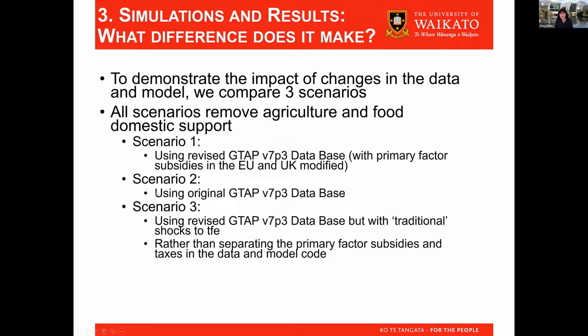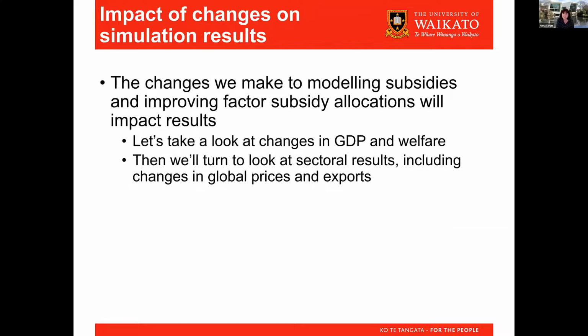The second scenario is we're going to show you what would happen to our results if we had left the database as it is in the standard GTAP database, with those high subsidies on EU wool, for example. And the third scenario is designed just to show the impact of separating the primary factor subsidies and taxes in the model code. So in this scenario 3, we haven't got those large subsidies on wool. We're using the adjusted database, but we're showing the impacts of this change in the model code.